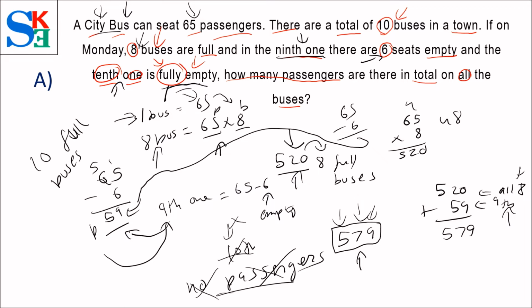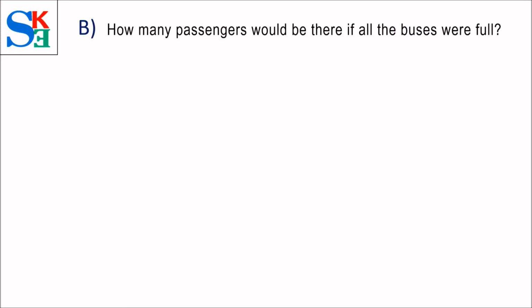Because now I'm going to move on to question B. By the way, you will find all the answers of question A, B and C after question 1. Alright, so let's go up to question B. Now let's look at the question. It is asking how many passengers would there be if all the buses were full.